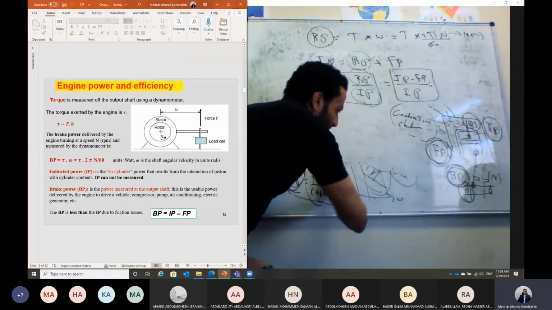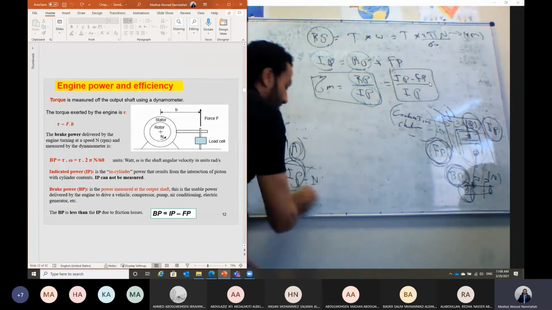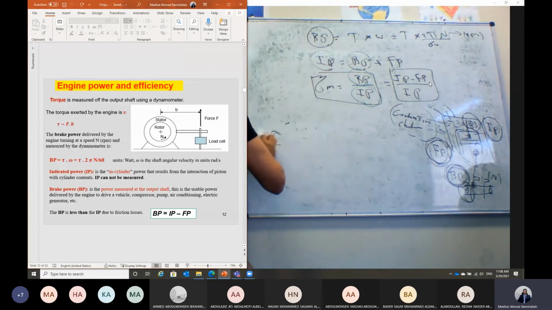You know how we measure the brake power? We use a kind of dynamometer. The simplest dynamometer is the hydraulic dynamometer. Do you have an idea about the hydraulic dynamometer? Anyone have an idea?